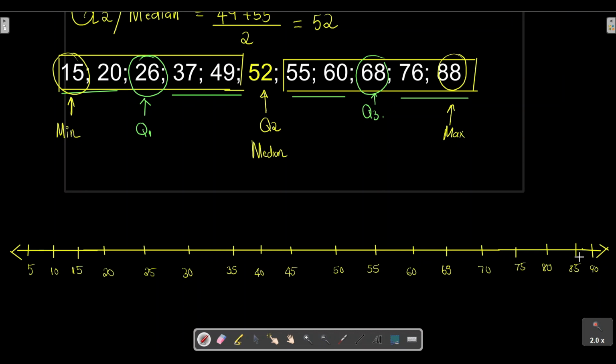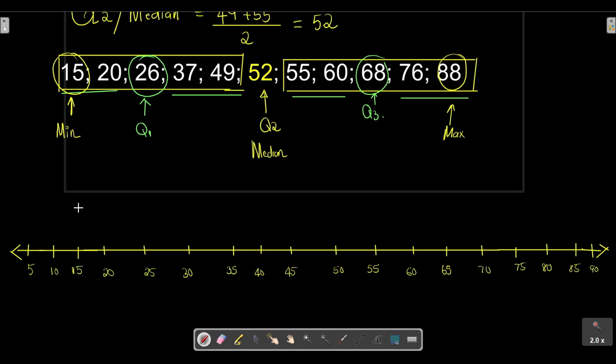The only values that I'm going to put on my box and whisker diagram, guys, are literally the 5-number summary, right? The minimum value, the Q1, the Q2, the Q3, and the maximum value. Those are the only values that I want to represent on my box and whisker diagram.